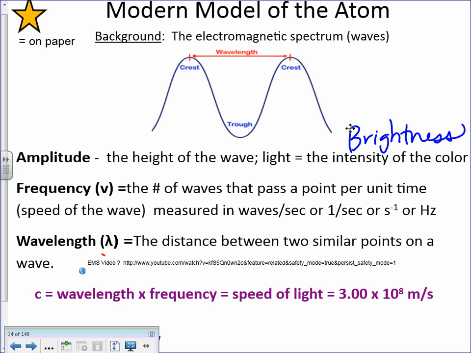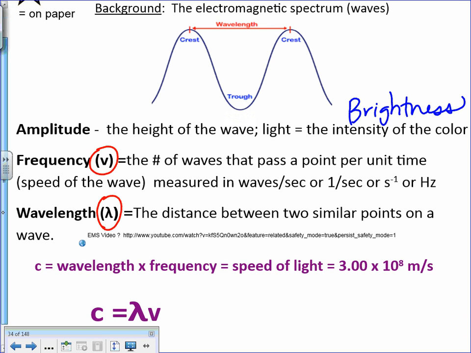And specifically for your frequency and your wavelength, write down these symbols, because that's what I will usually write from now on for those particular terms. So right now we're digging into the waves, the electromagnetic spectrum, and the different types of energy that make up the electromagnetic spectrum.